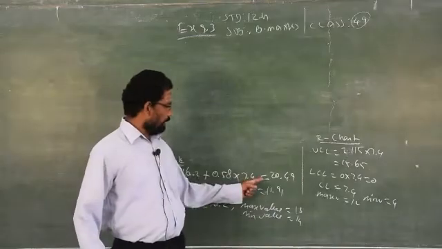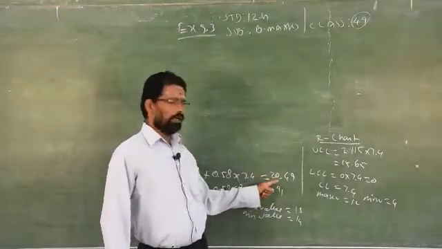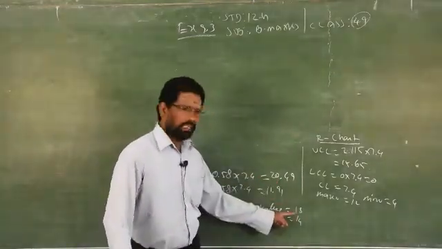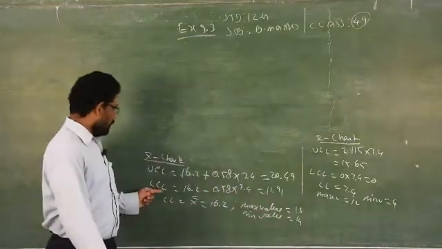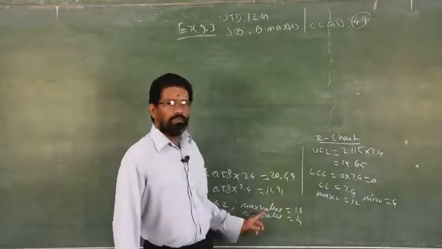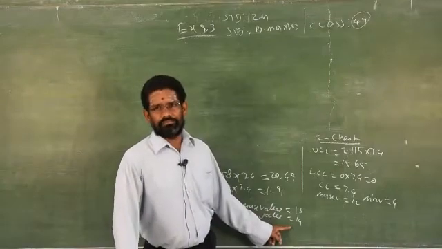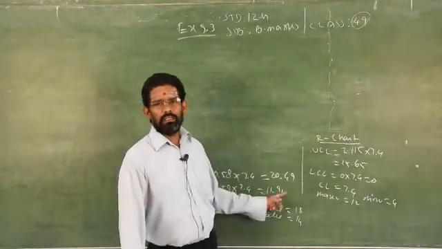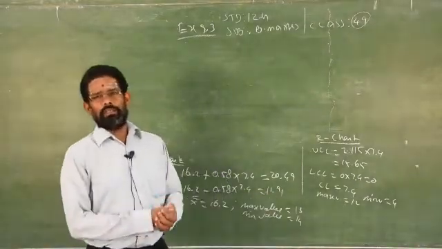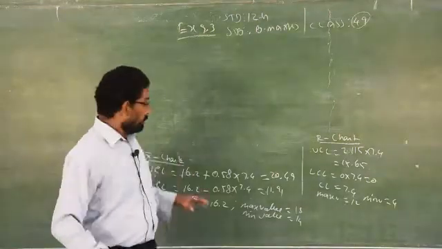When you compare the upper control limit and the maximum value, the upper control limit should be greater than that maximum value. When you compare the lower control limit with the minimum value, the minimum value should be greater than the lower control limit. Then your process is in good shape.